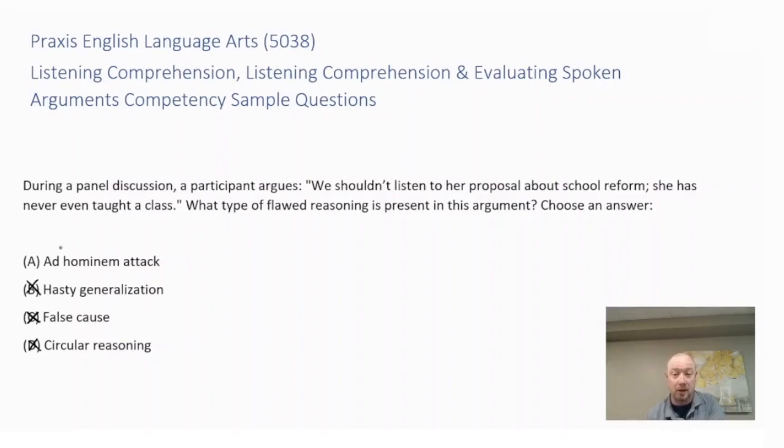And the correct answer here is A, ad hominem attack, is when the argument attacks the person's credentials or their background. So in this case here, it says she has never even taught a class. So the correct answer is A.